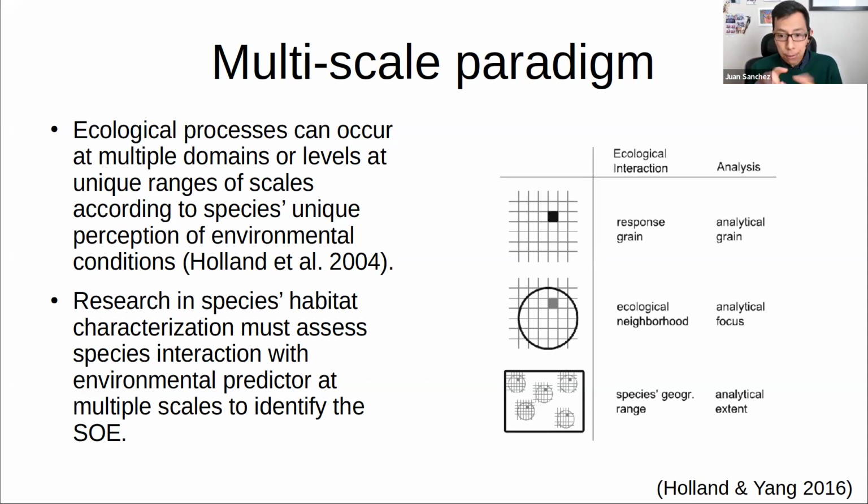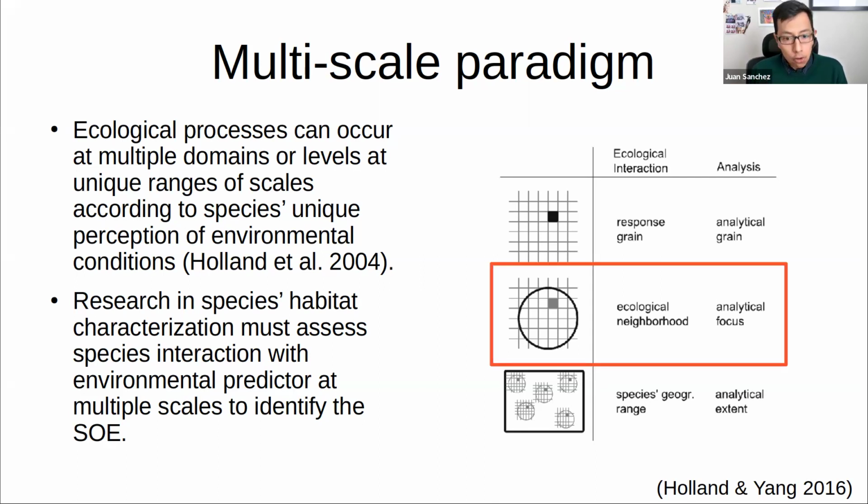Given the variation that it's within the total extent. So there are multiple ways to assess how the scale impacts our understanding of species habitat interactions, but there is also a focus on how the focus affects our interpretation of habitat interactions, because usually the grain and the extent are not always under our control.